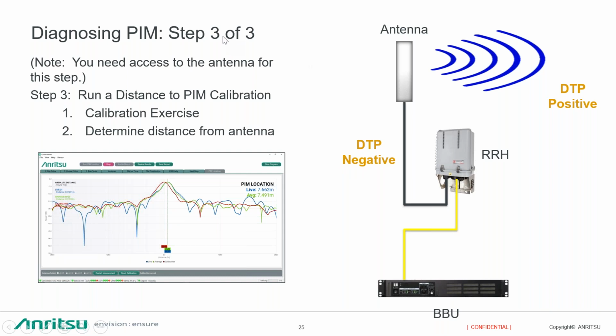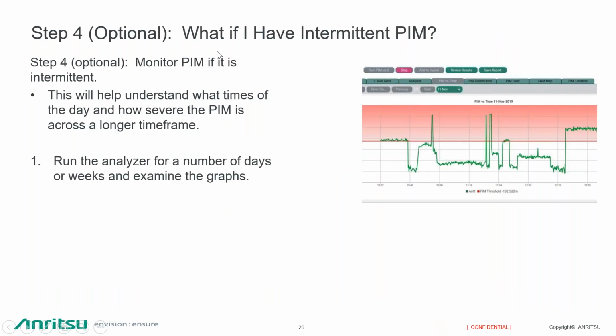Now, there's a fourth step here, which I'm calling optional: what if I have intermittent PIM? PIM sources can be kind of insidious. They can be tricky. Intermittent PIM can be very tricky. It doesn't happen all the time, but if it happens a lot in your network, monitoring PIM is one way to see when PIM happens and how severe it can be.